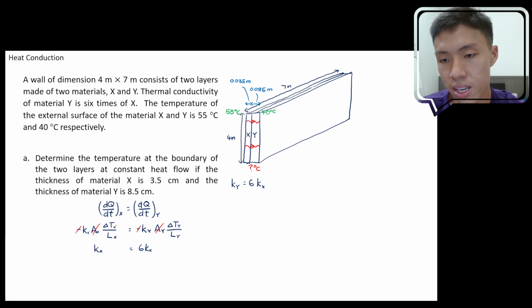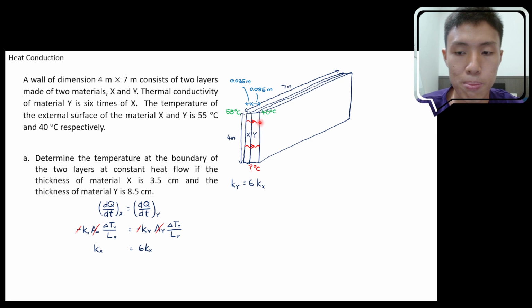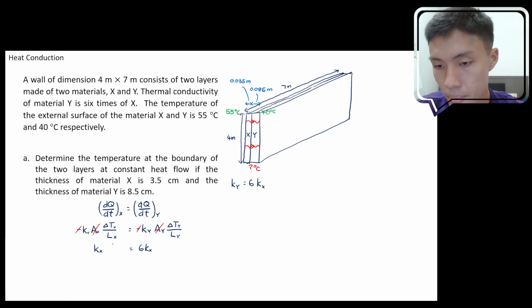Then you are left with delta T of X divided by LX, equals delta T of Y divided by LY. This is where the heat transfer is happening. So when we are talking about the length, you can imagine this is the length in which the heat transfer happened. If you measure the length for X, the length for X should be 0.035 meter, whereas the length of Y, which is from here to here, should be 0.085 meter.